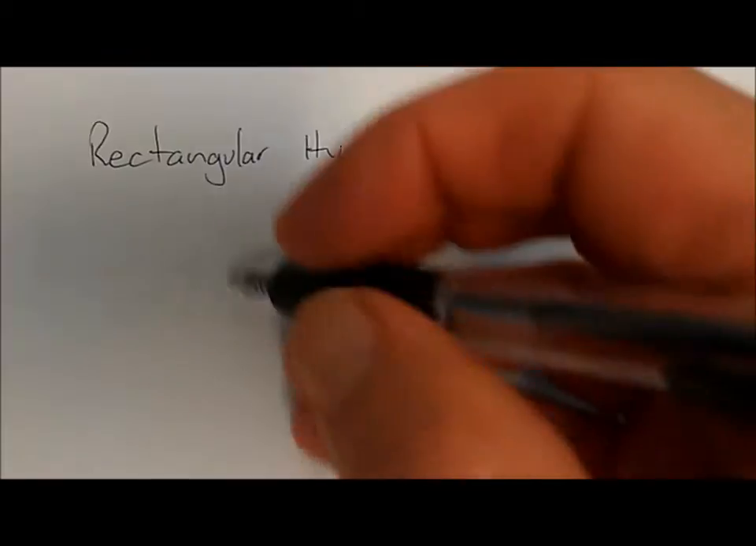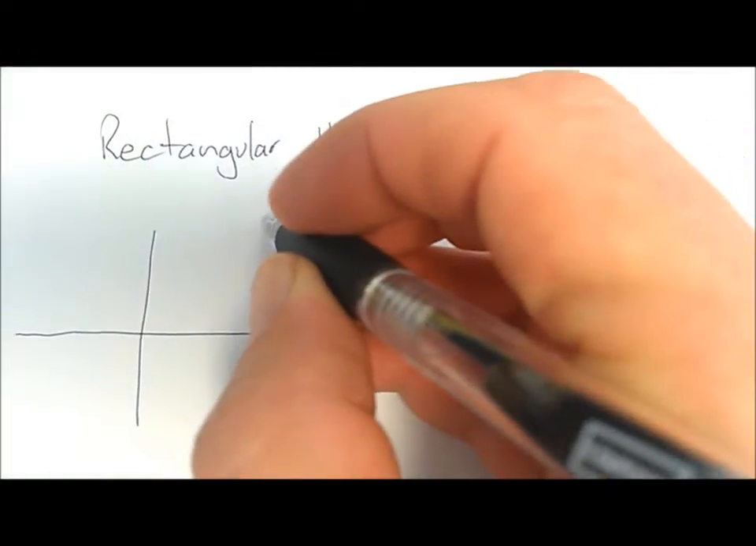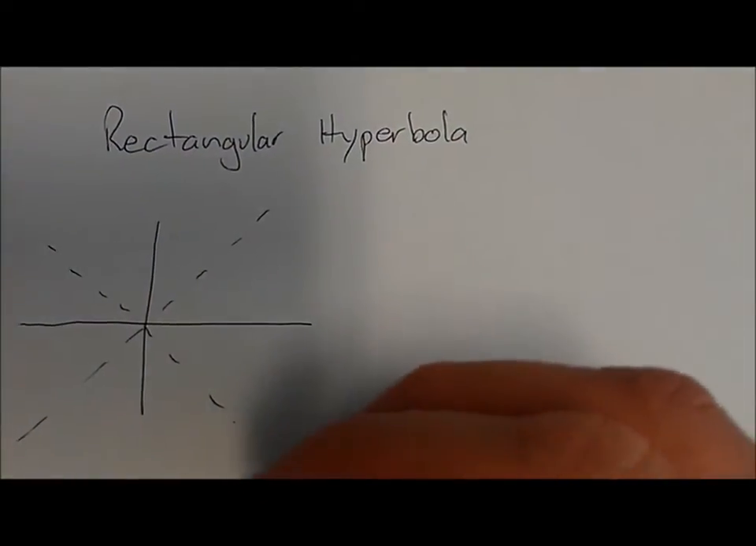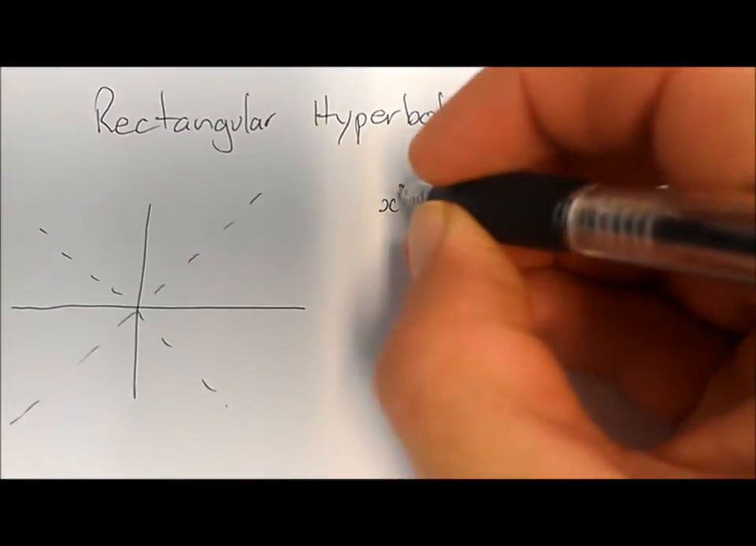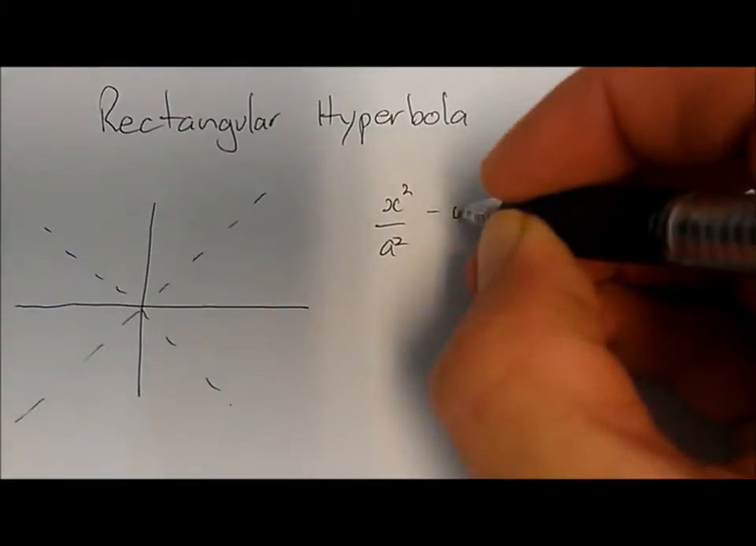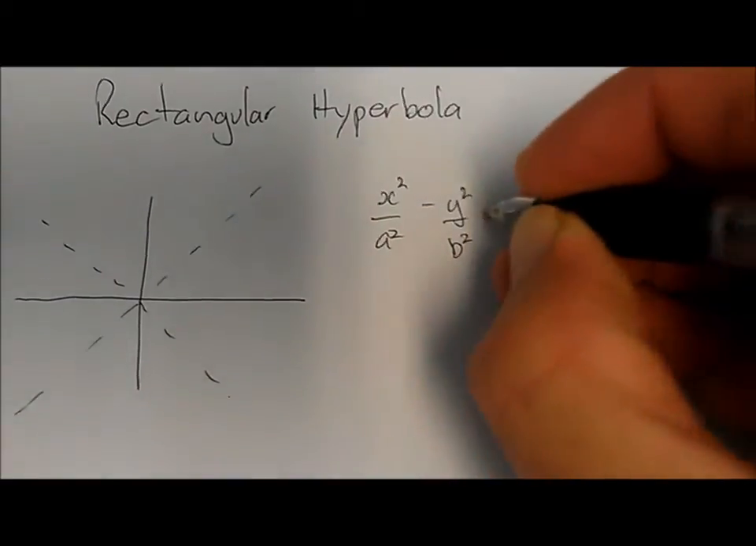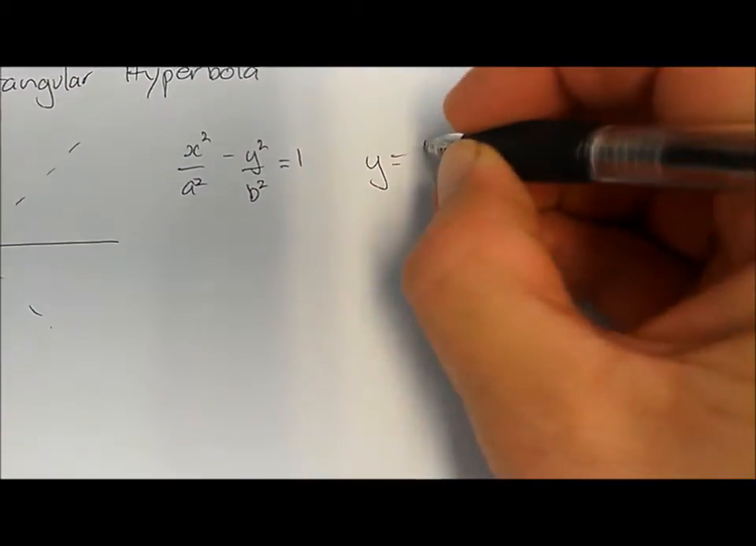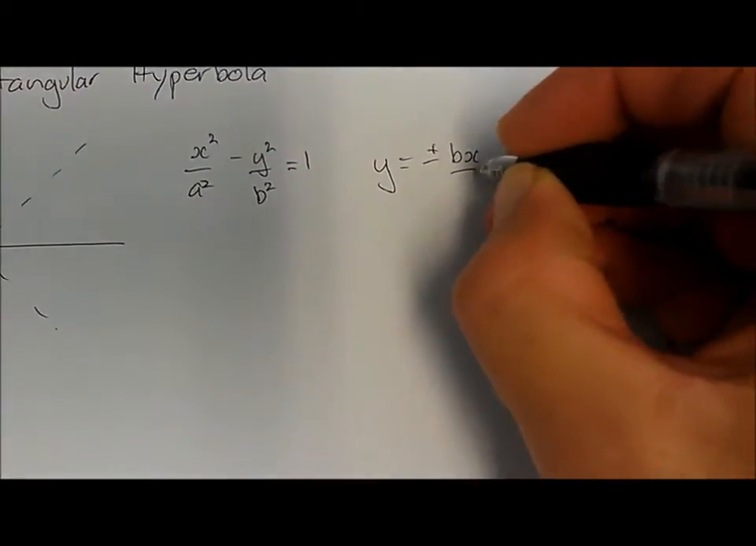This is a quick recap of what we looked at today on the rectangular hyperbola. So the rectangular hyperbola is one whose asymptotes are perpendicular to each other. So our usual equation, x squared on a squared minus y squared on b squared equals 1, and our normal asymptotes are at y equals plus or minus bx on a.